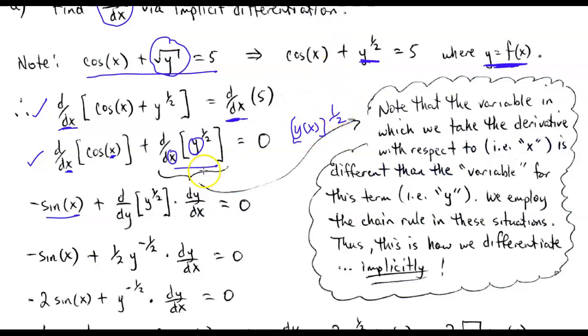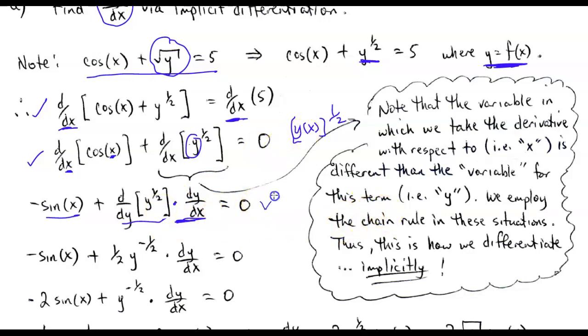If you remember, the chain rule says that when we have a composition function that we're going to take the derivative of, we take the derivative of the outside function normally, meaning we take the derivative of y raised to the 1/2 with respect to y, and that's what we have here, times the derivative of the inside function with respect to x. So that's why we have this extra multiplication in this particular term.